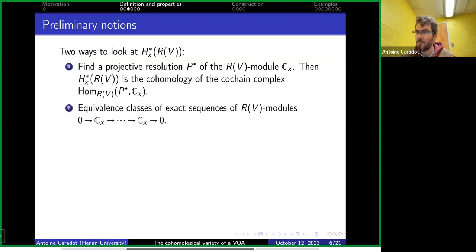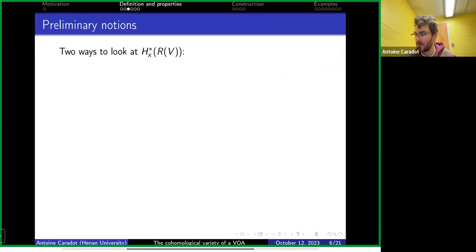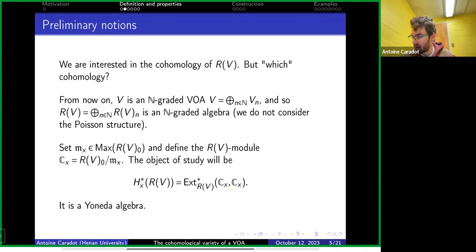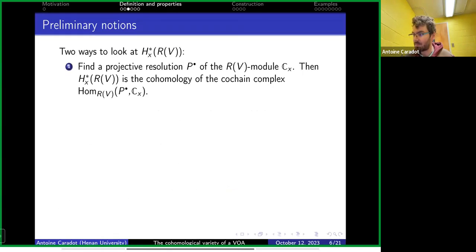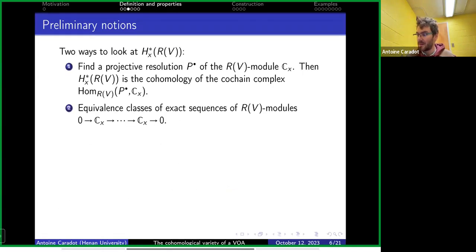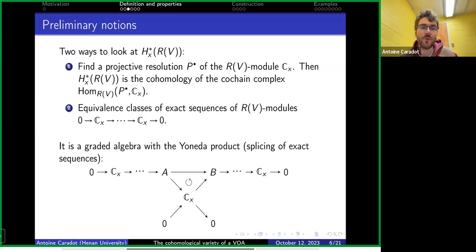The other way, where you can see better what the elements of your space are, is as equivalence classes of exact sequences of RV modules, which will start and end at CX. Because we have CX here and CX here, the sequence will start and end at CX.